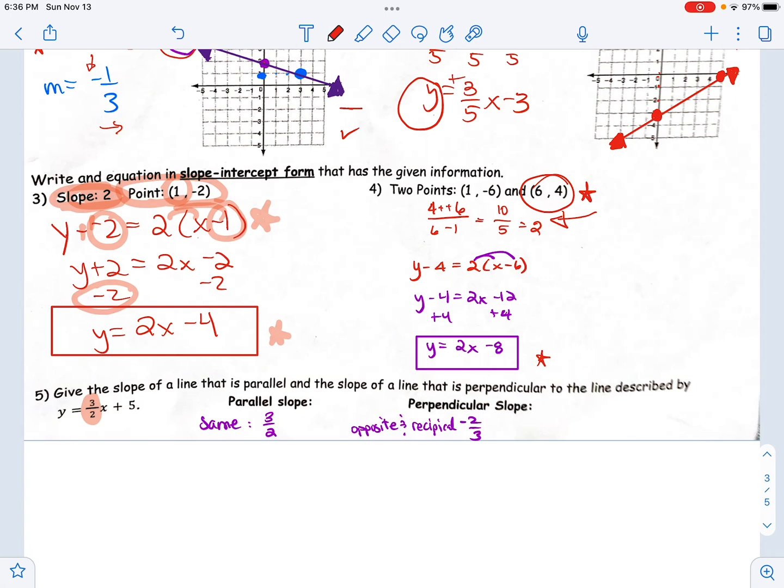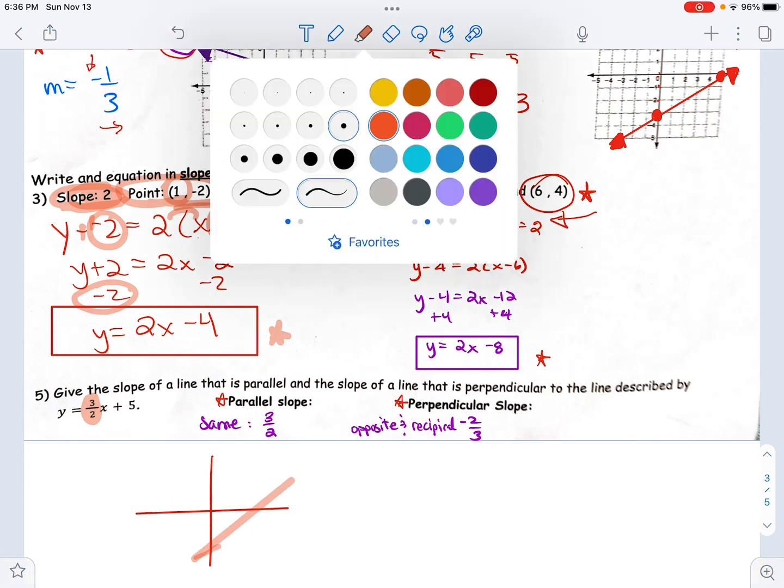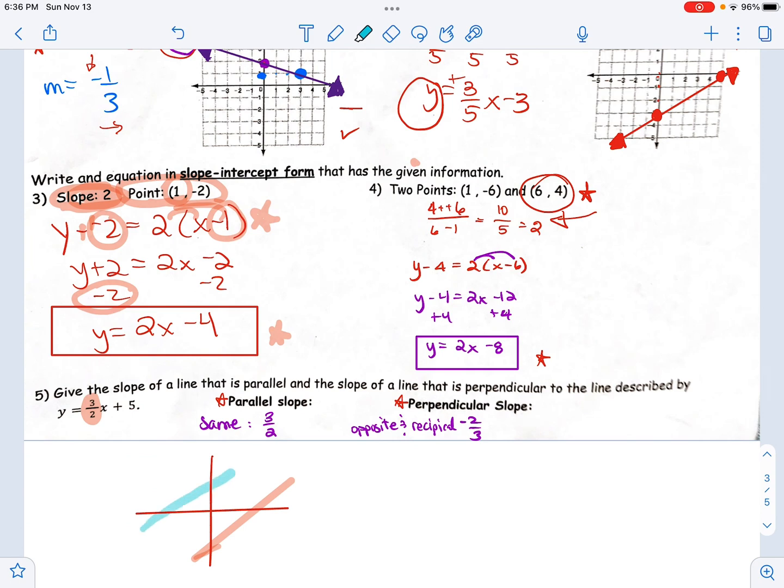The last question I have on here is about parallel and perpendicular slopes. And parallel lines have the same slope, which is pretty understandable, because if I have a line going this way and I have another line, different color, that has the same slope, right? If they're both rising and running the same, they'll never touch, and we call that a parallel line.